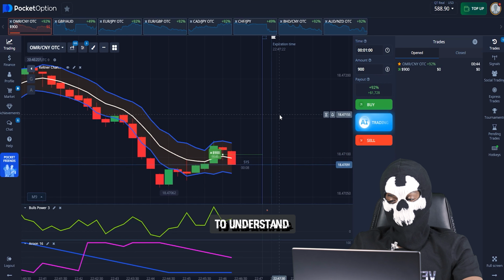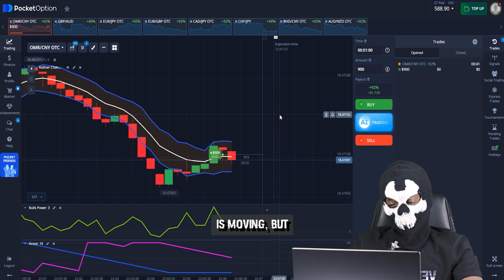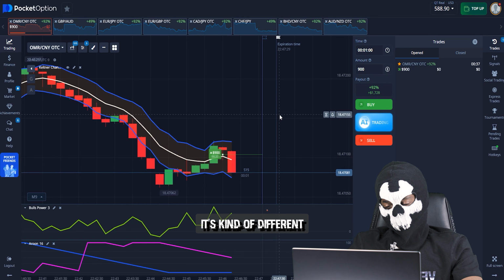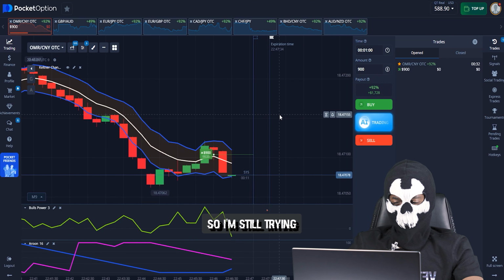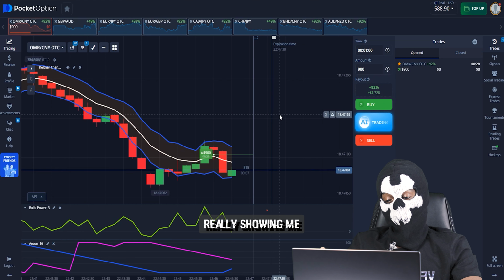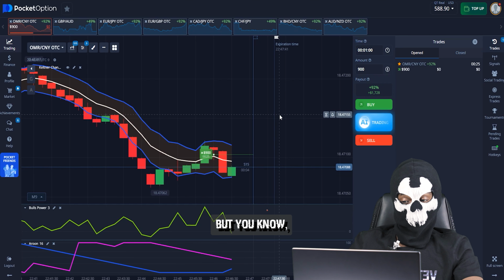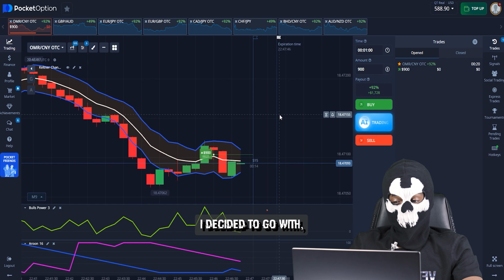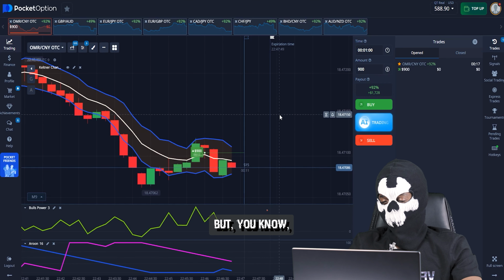I'm just trying to understand the market. I understand how the market is moving, but the final pattern near the end is kind of different to what I've experienced in the past. So I'm still trying to understand this one and how it's moving. The indicators are really showing me that it's going to go up, but I'm not really sure. So that's why I decided to go with $900 on up. But it's looking good.